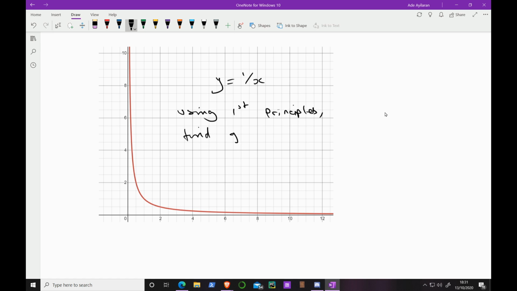find the gradient at point 0.5. So basically the point right here. Find the gradient right there using first principles.